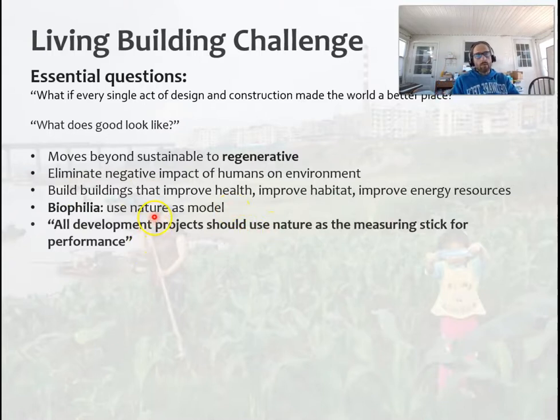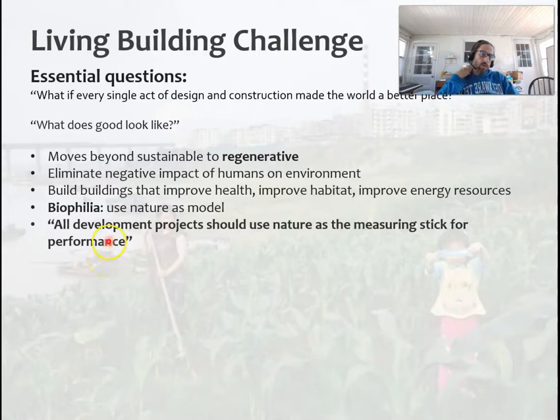So this is really important. A lot of living building's inspiration comes from nature. And you want to jot down that term biophilia. So biophilia means using nature as a model, but also means surrounding yourself with natural-like conditions. This has become a kind of new big thing in architecture, to have living walls and that sort of thing. They say that all development projects should use nature as the measuring stick for performance.